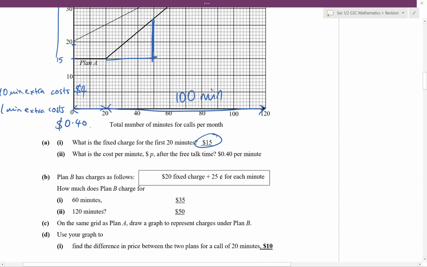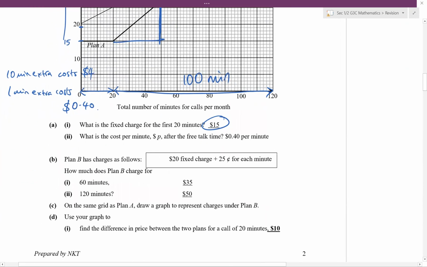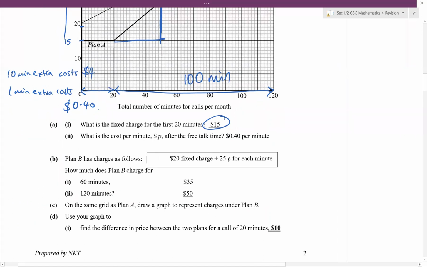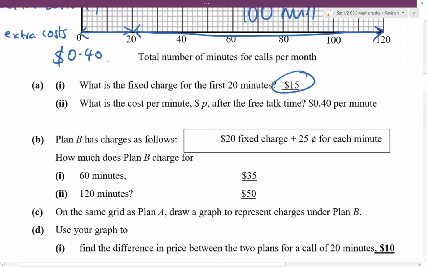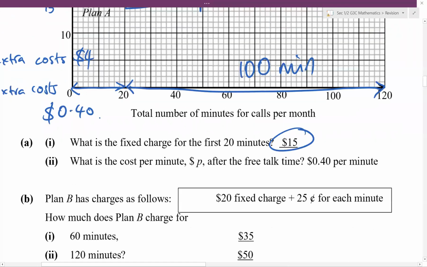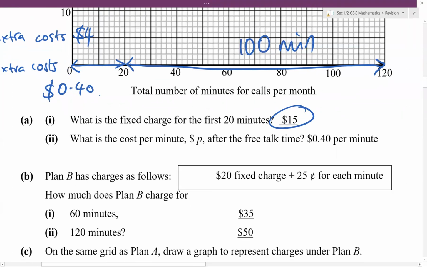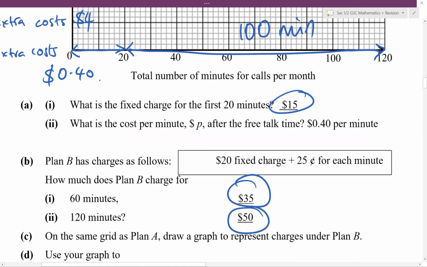Okay, now plan B has a charge as follows: $20 fixed charge and 25 cents per minute. So how much does it charge for 60 minutes? So you do the substitution yourself, and for 120 minutes. So two coordinates, two sets of ordered pair provided already. 60, 35, 120, 50. So draw a graph to represent these charges. You have to show us plots.